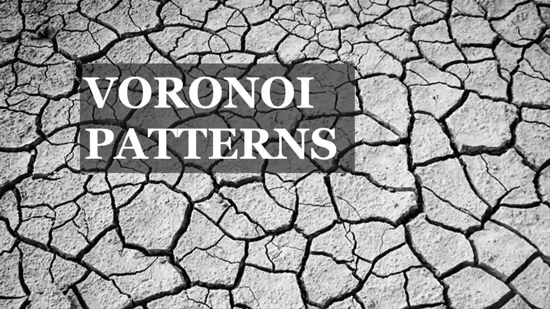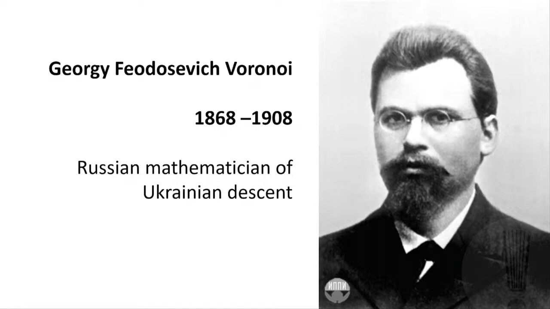So what about Voronoi patterns? Did I say that right, Matt? I don't know. Okay, I tried to look this up. Voronoi, I don't know. It's kind of related to these hexagons. Who was Voronoi? Well, he lived in the late 19th century and passed away at the beginning of the 20th century. He was a Russian mathematician of Ukrainian descent.